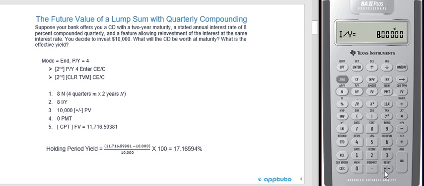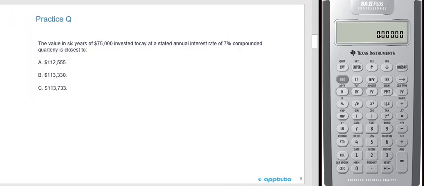Okay. The present value is 10,000, so that's 10,000 going out of our pocket. 10,000, negative PV. One has to be negative, one has to be positive. Okay. There's 0 payments, and then I'm going to compute the future value, and I get 17,716 and 59 cents, exactly the same as we did using the algebra. And again, the holding period yield, ending minus beginning divided by beginning times 100, is 17.16%.